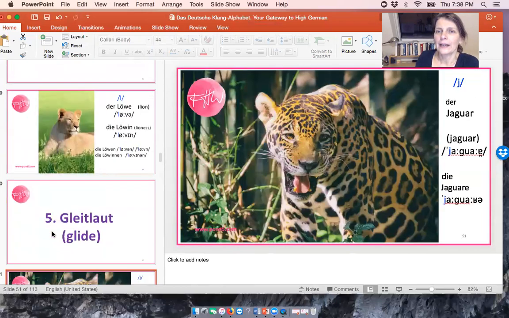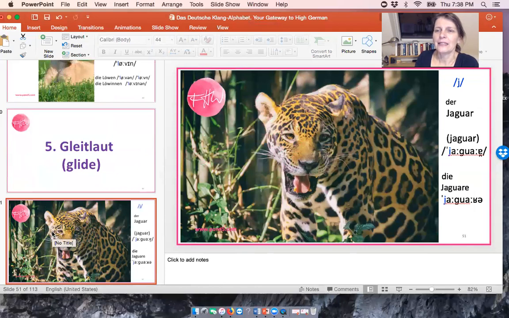We have one glide in German, and that's the ja sound. Der Jaguar, ja, ja, ja, der Jaguar. Der Jaguar, die Jaguare.